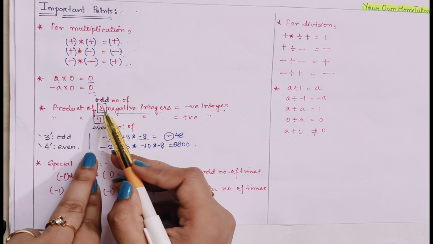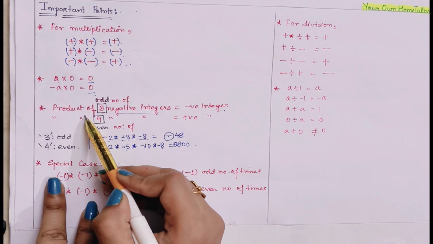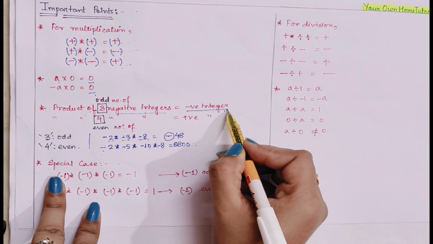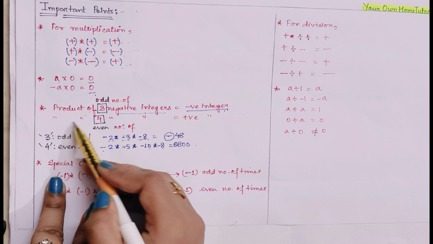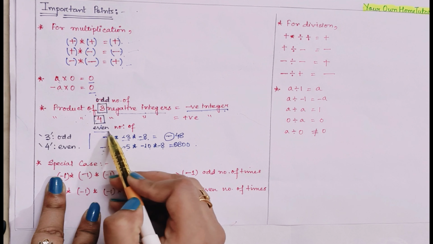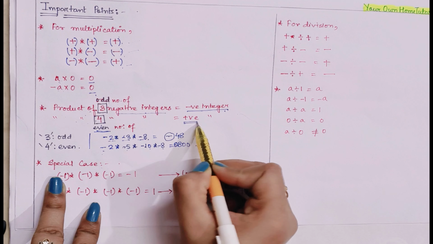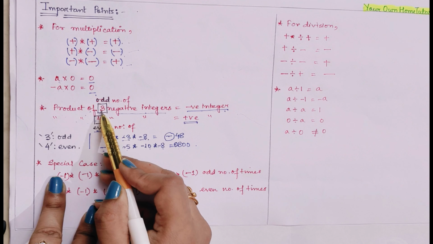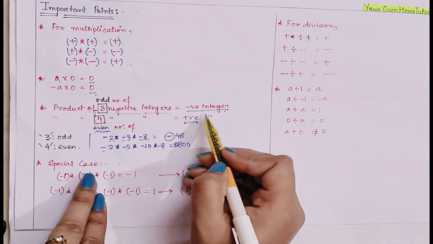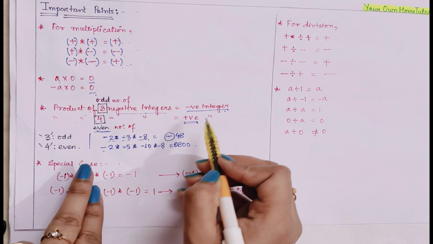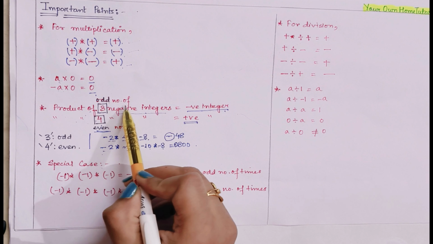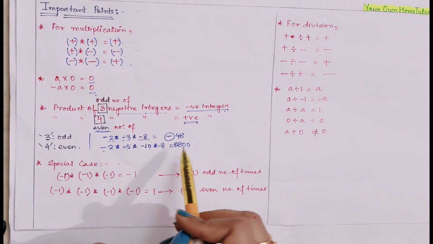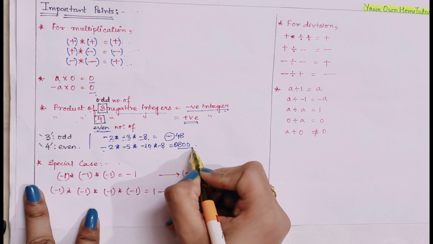So what is the difference? One point to note here: if we are finding the product of an odd number of negative integers, then we will get a negative integer. But if we are finding the product of an even number of negative integers, then we will always get a positive integer. Please remember this point carefully. We will get a negative integer only after multiplying an odd number of negative integers. And by multiplying an even number of negative integers, we always get a positive integer.